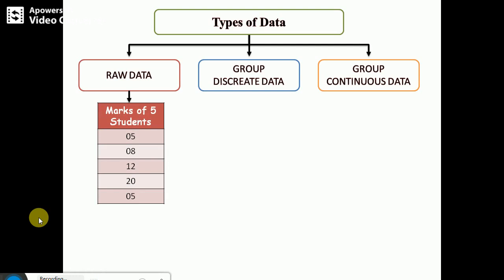Now let us take an example. Here marks of 5 different students are given. The first student has scored 5 marks, the second student has scored 8 marks, the third student has scored 12 marks, the fourth student has scored 20 marks, and the fifth student has scored 5 marks. So this is just data. This kind of data where nothing else is given is called raw data.